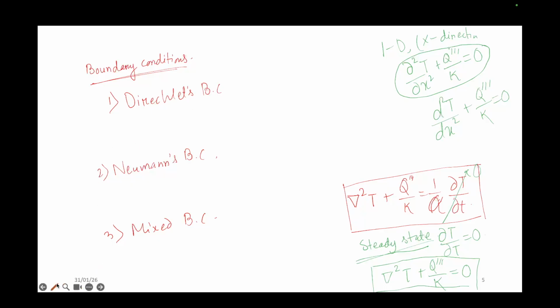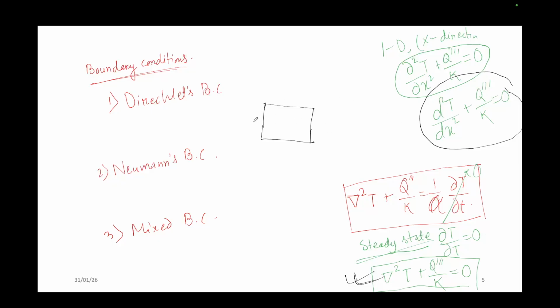So I am talking about this boundary condition. Say this is a block. Now my target is to solve this equation, or you can say this equation. More precisely, we have to solve this equation because we are dealing with only the x direction.